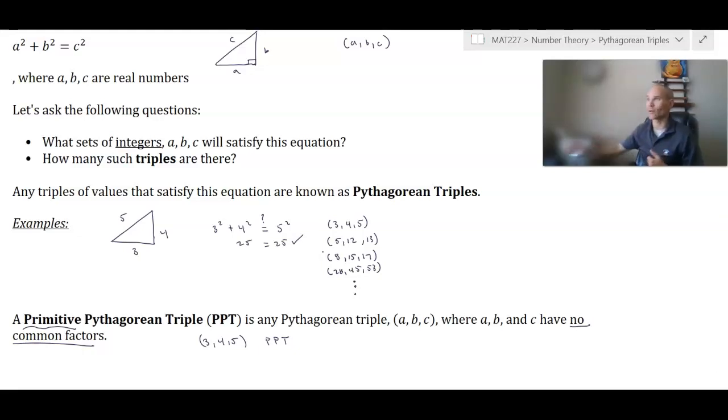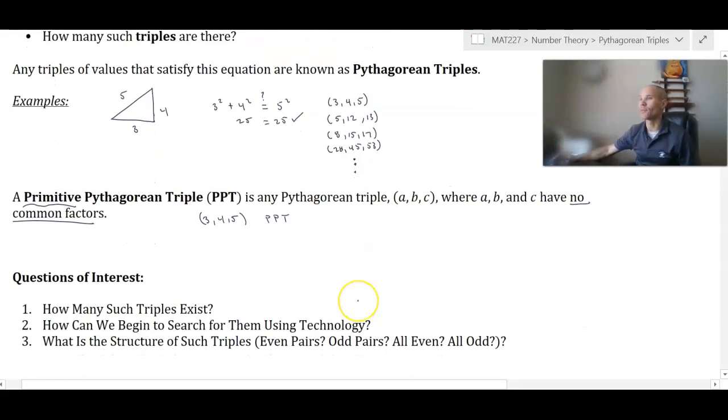So in the next video, we're going to explore these in a little bit more detail, and here are the questions of interest. Well, how many primitive Pythagorean triples are there? How can we begin searching for them? It's obviously kind of hard to just plug and chug, but we can have a computer help us generate those primitive Pythagorean triples.